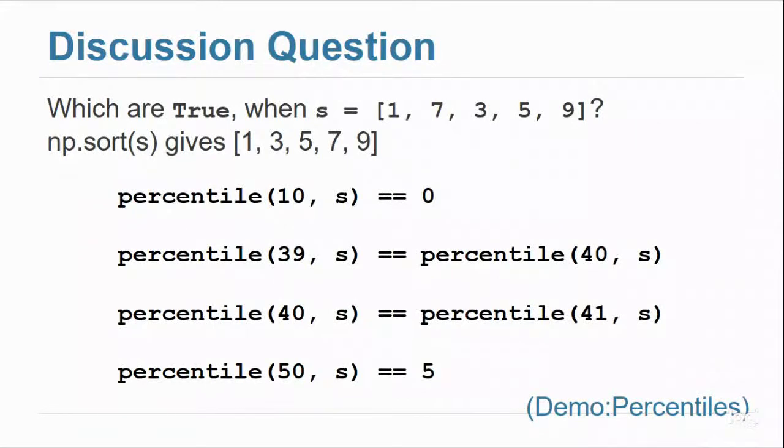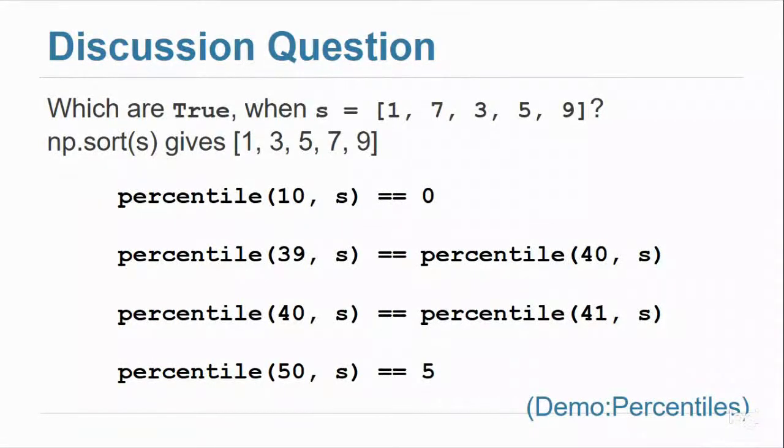Is the 39th percentile of S equal to the 40th percentile of S? To get the 39th percentile of S, we'd calculate 39% of the length of the list. That's just a little bit less than 2. We'd round up to 2 and take the second element of the ordered list, which gives us 3. The 40th percentile of S is exactly 2, so we take the second element of the ordered list, which is also 3. So the 39th percentile and the 40th percentile of S are the same.